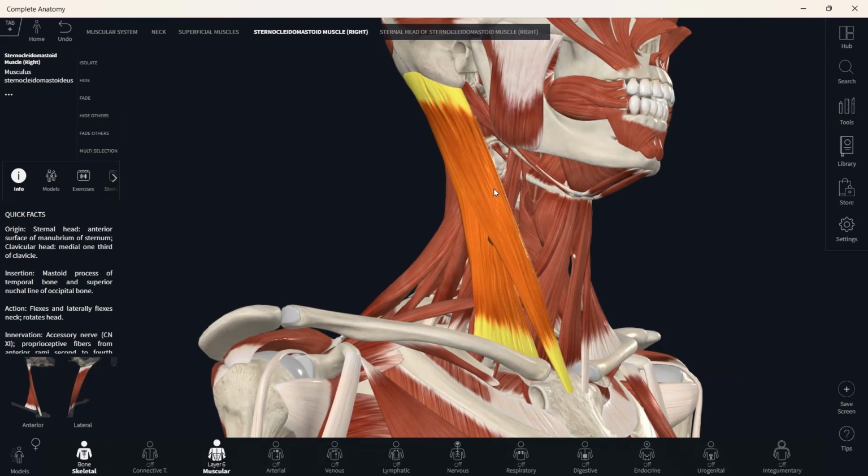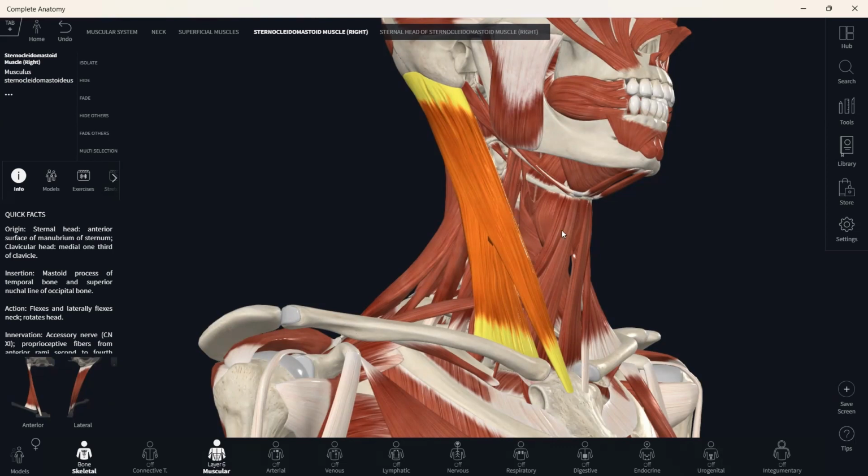Now, this is going to do a couple different actions. If we are only activating one side, or a unilateral contraction of this muscle, this is going to rotate the head to the opposite side. So what that means is if I activate my right SCM, my chin and my head are going to turn to the left side. So I'm going to be turning to my left. And then that lateral flexion will bring my right ear down towards my sternum. So that is going to be that rotation and then lateral flexion of the head.